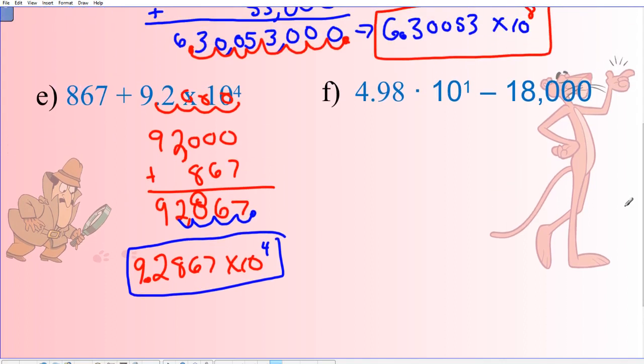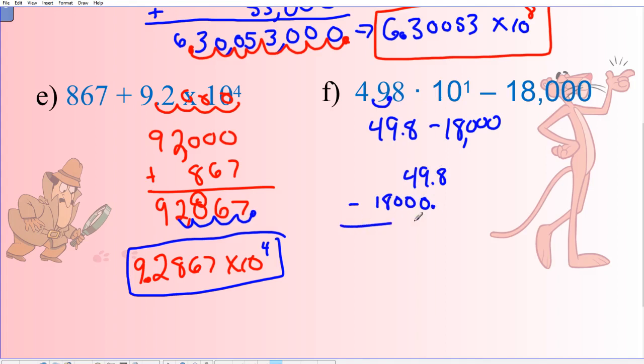Okay, lastly here, letter F. So if I go into standard form, I'm going to move my decimal 1 place. So this is just 49.8 minus 18,000. Now if you set this up and down, it would be 49.8 minus 18,000 like that.